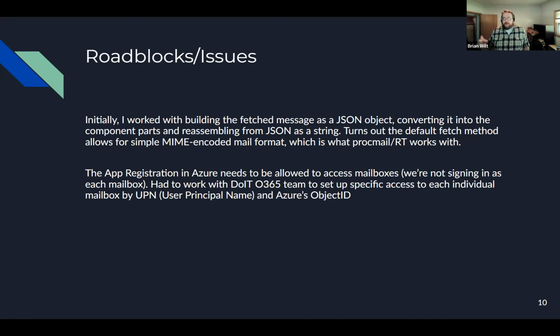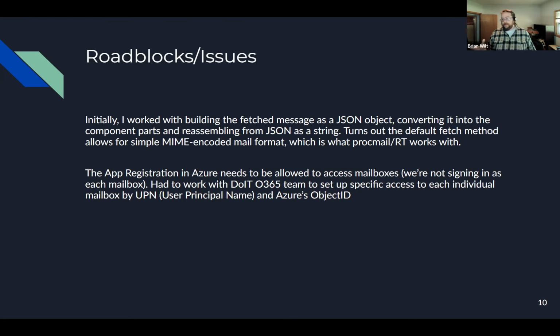The app registration in Azure, that's the entity that we log in as, the thing that tries to get the emails. We're not signing in as each mailbox anymore. Previously we'd been logging in as this queue, and then we'd log out, we'd log in as this queue and then log back out. But this time we need to log in once and then ask for a whole bunch of mailboxes by an ID number.